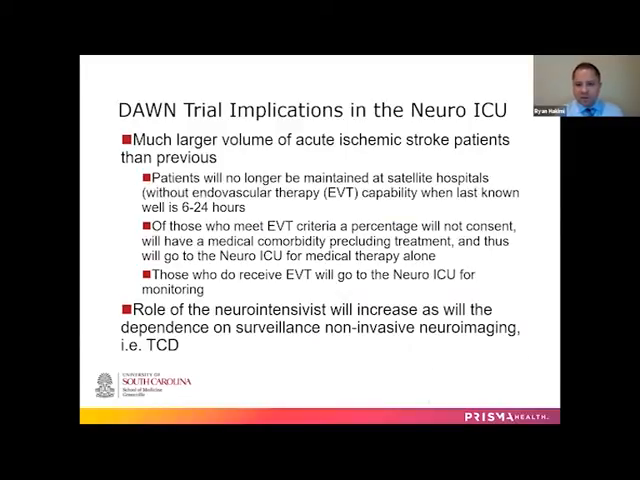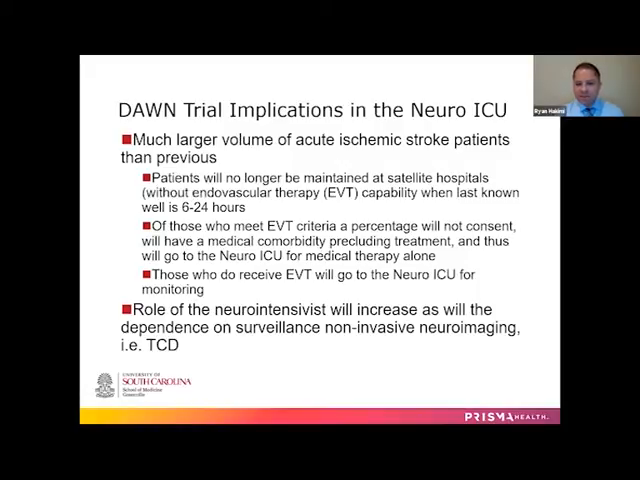Now, the DAWN trial has had some significant implications in the neuro ICU. Many of us who take care of stroke patients in the ICU environment have seen a massive increase as our treatment window has opened. In the past, if you're like our center, the neurointensivist is the one who makes the decision as to who gets transferred from these satellite facilities or outlying community hospitals.